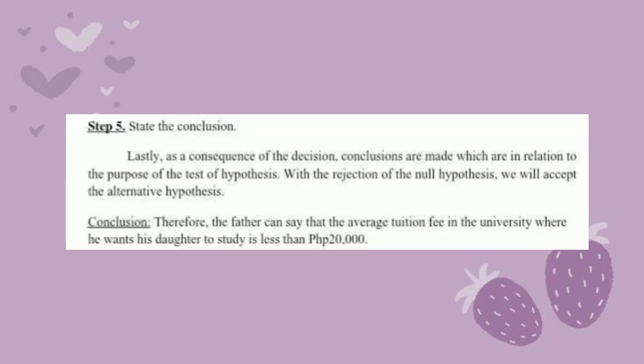Step 5. State the conclusion. Lastly, as a consequence of the decision, conclusions are made in relation to the purpose of the test of hypothesis. With the rejection of the null hypothesis, we will accept the alternative hypothesis. Therefore, the father can say that the average tuition fee in the university where he wants his daughter to study is less than 20,000 pesos.